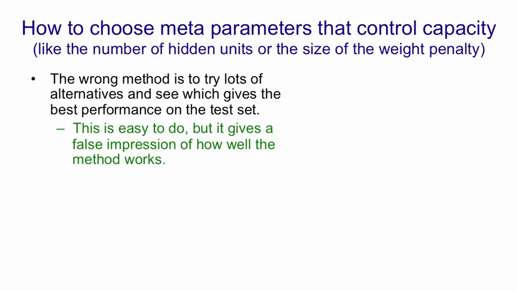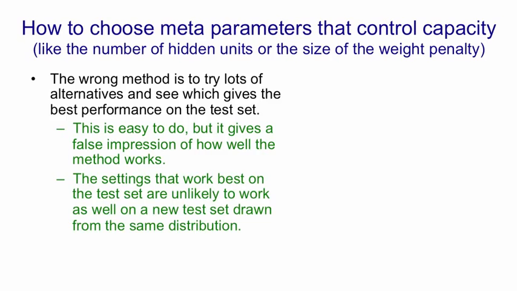It gives a false impression of how well the method will work if you give it another test set. So the settings that work best for one particular test set are unlikely to work as well on a new test set that's drawn from the same distribution, because they've been tuned to that particular test set. And that means you get a false impression of how well you would do on a new test set.